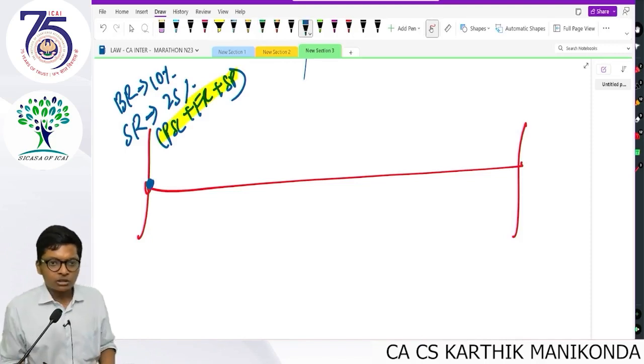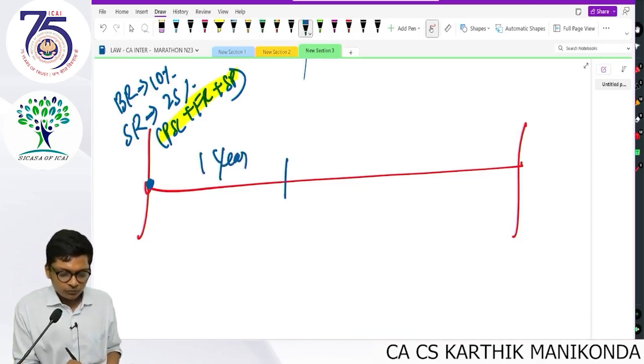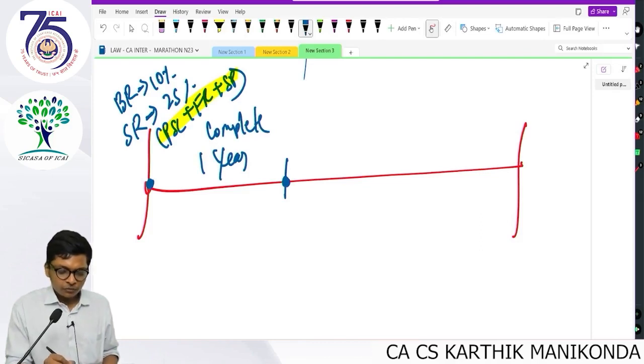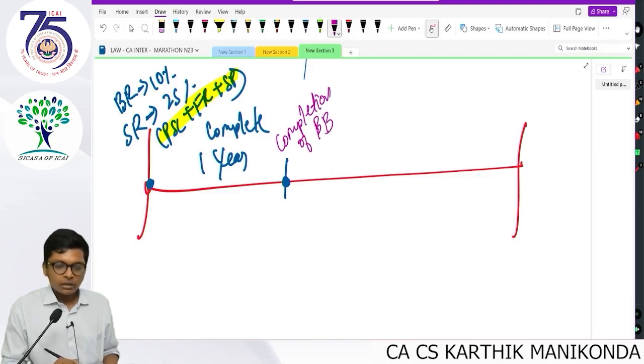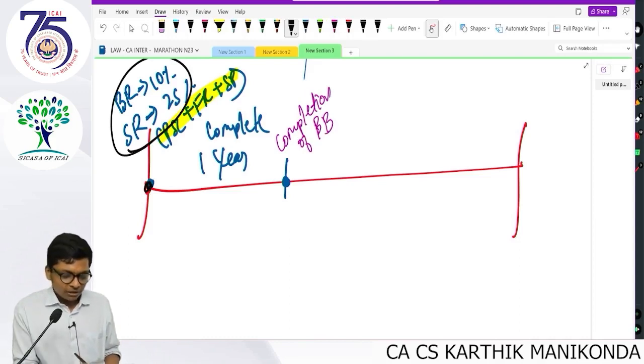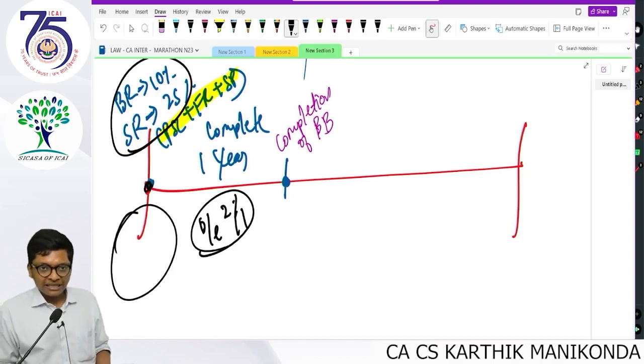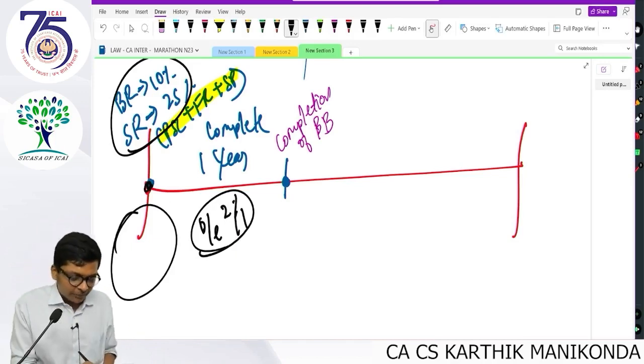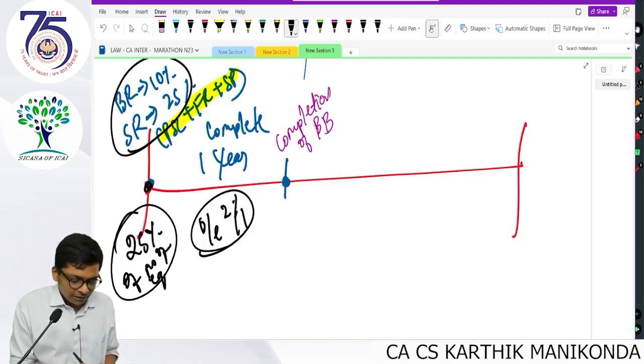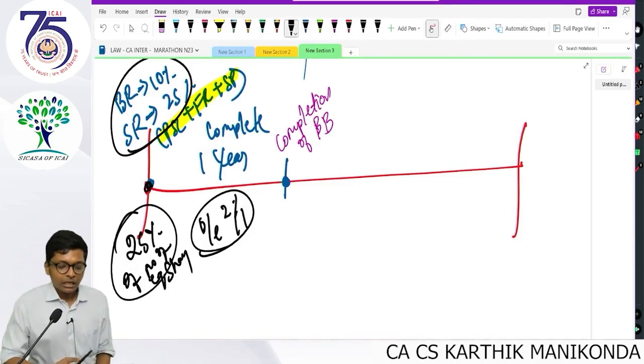Once buyback is announced, it should be completed within 1 year. Are you following? So this is the date of completion of buyback. Also related provisions. Apart from this resolution, there are two more conditions that you should follow. Debt equity ratio post buyback should not exceed 2:1, and the maximum number of shares you can buy back is 25% of the number of equity shares. Are you following, guys?